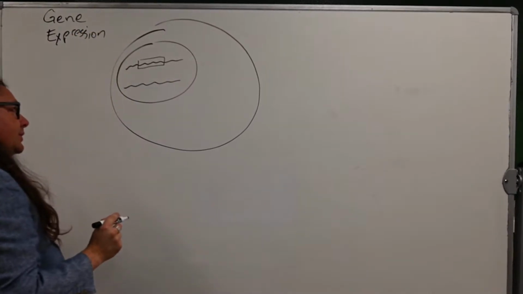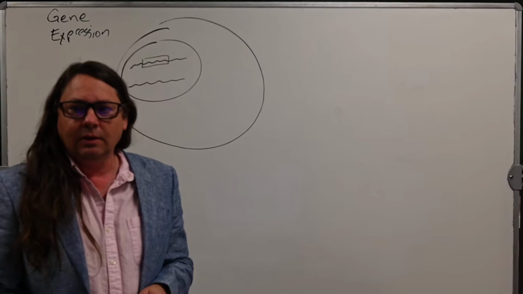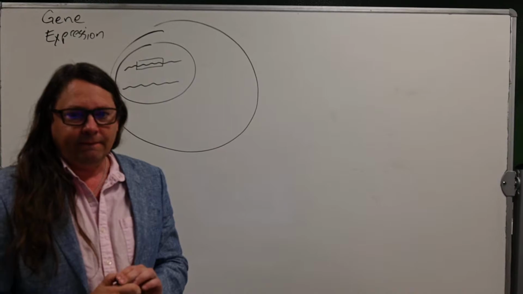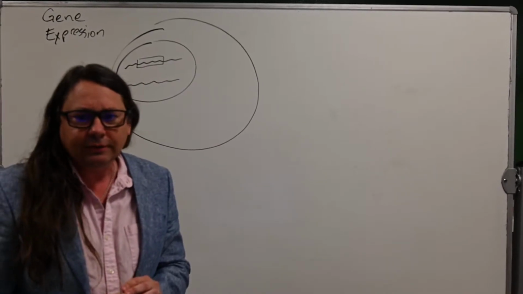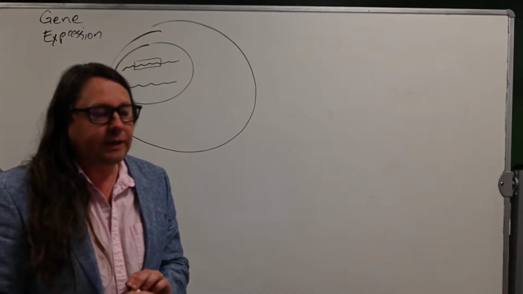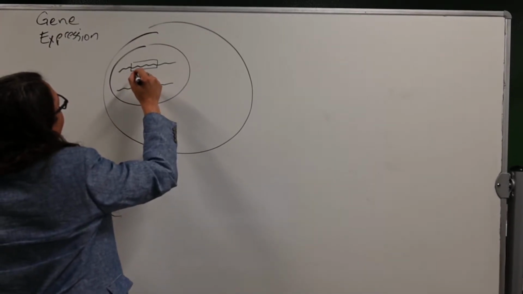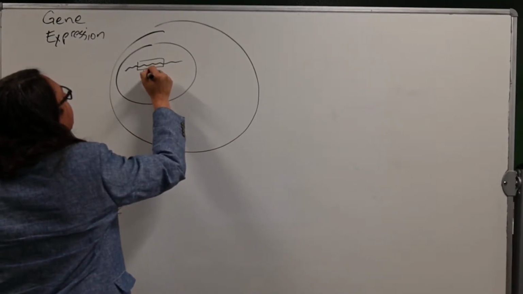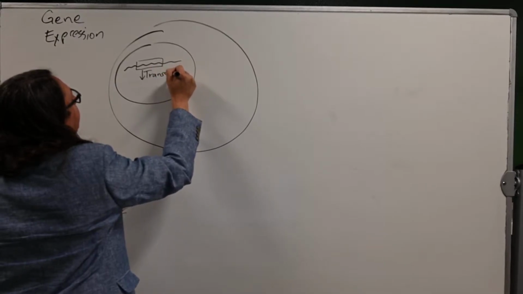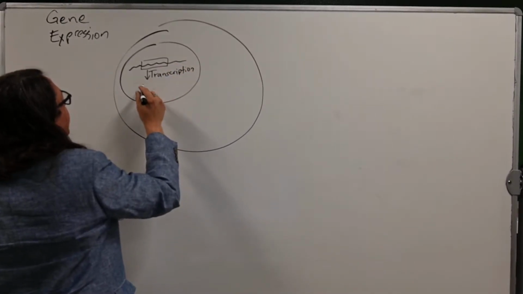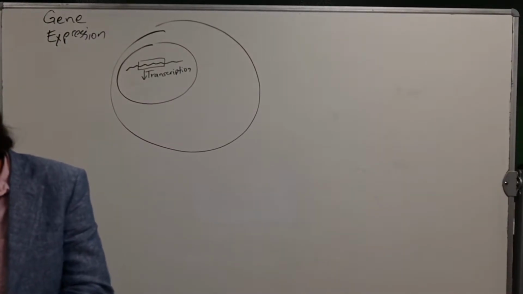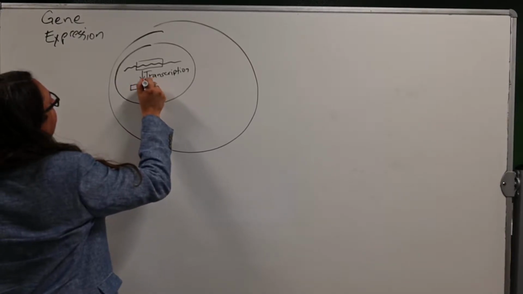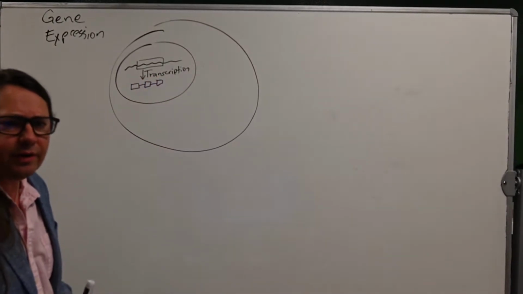Okay, so we've got gene expression. So what's the first step in gene expression? Yes, transcription, right? So we're going to get transcription. Alright, so I'm going to erase this chromosome. So we're going to get transcription. Okay, so now we have an RNA.